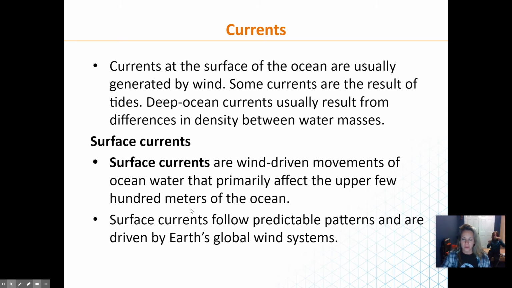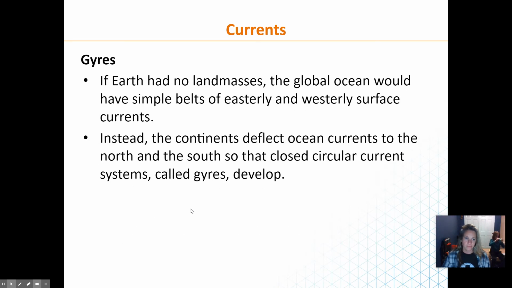And then we also have other currents. We have density currents and temperature currents. So those are both densities. Density is temperature and salinity, so saltiness. So you've got the surface currents, which are wind-driven.